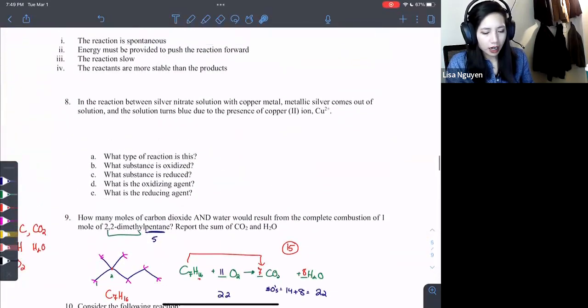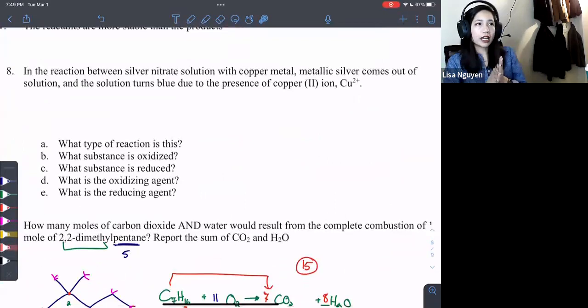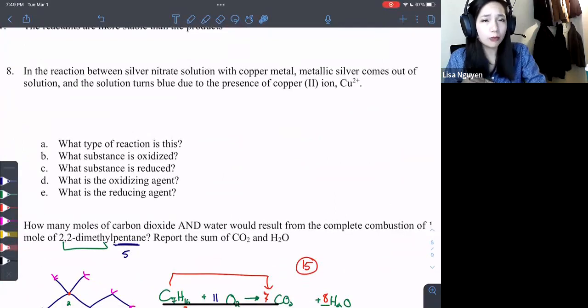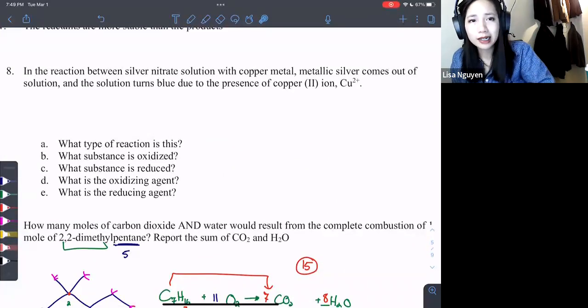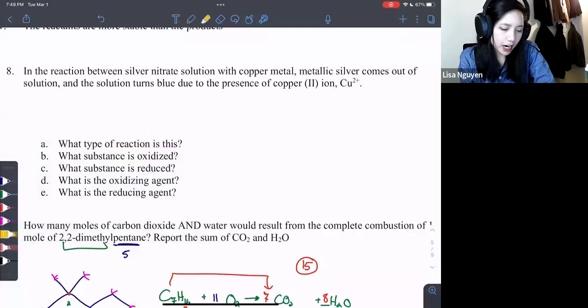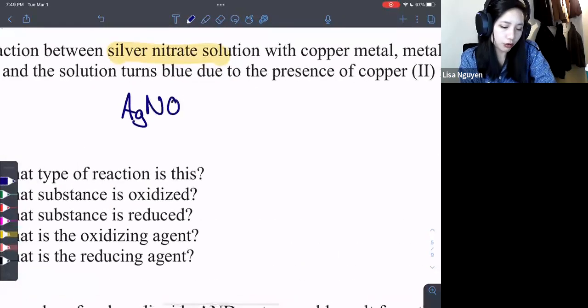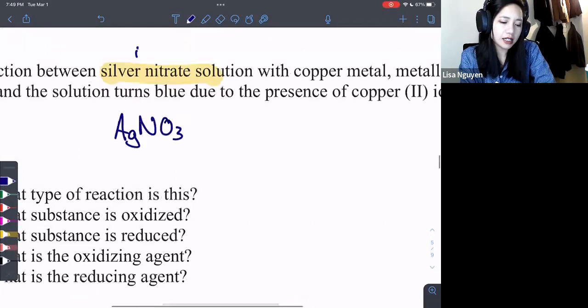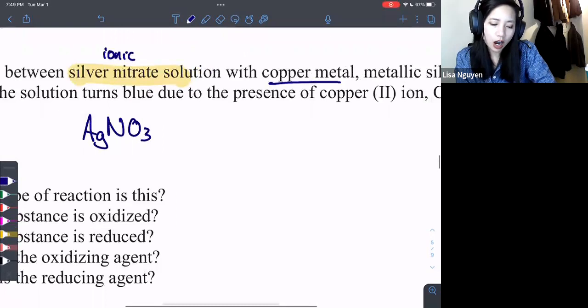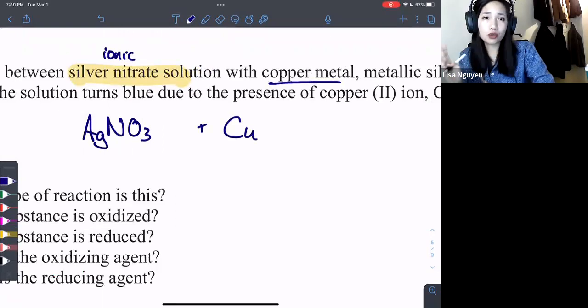So we'll do 8. So in this question, we have a description of a chemical reaction occurring. So it will be helpful if you can recall chapter 2 naming. That will be very helpful to write out a reaction of what this looks like. So here we have a reaction of silver nitrate solution. So silver nitrate, so Ag, nitrate is a polyatomic, so NO3. So in my mind, I know that that is an ionic compound, that silver and nitrate are ions, and we're reacting it with copper metal, so just Cu neutral.